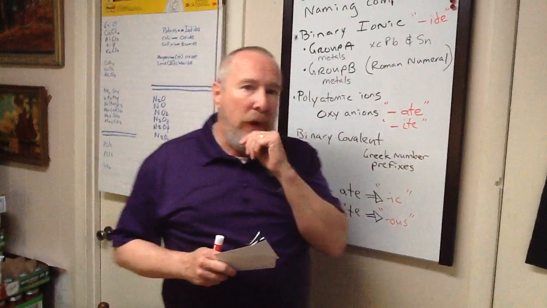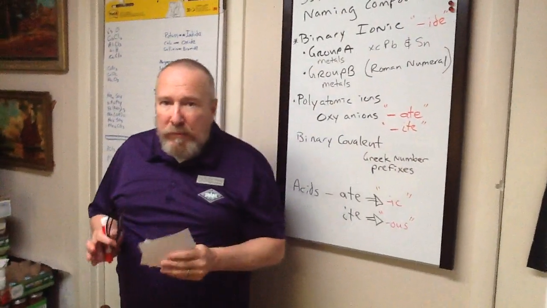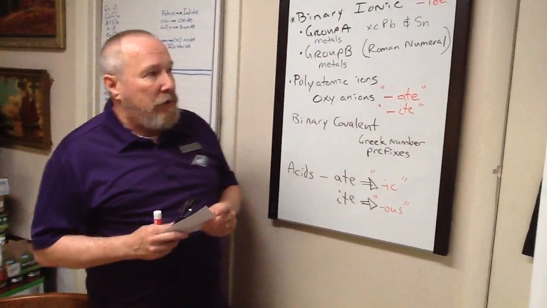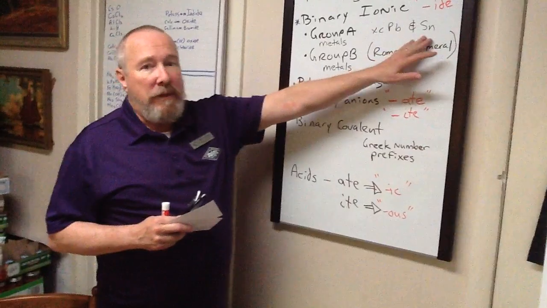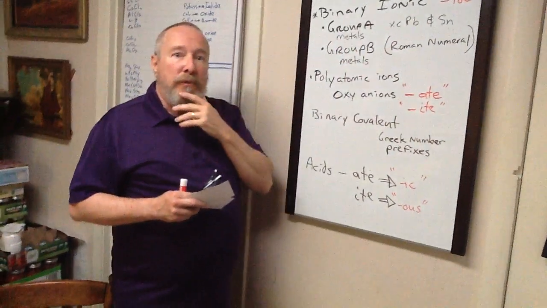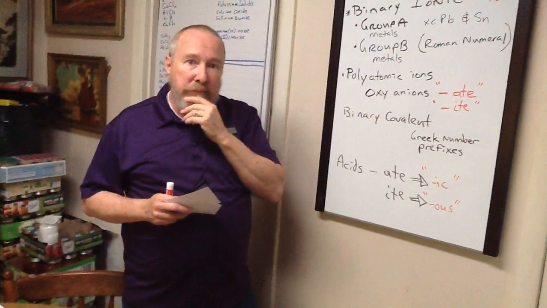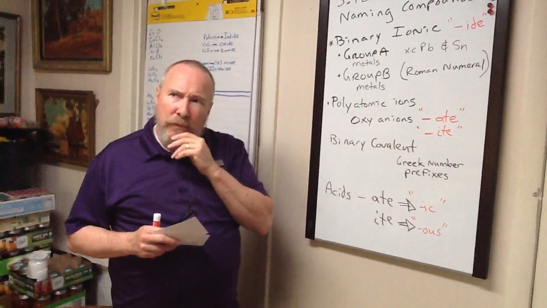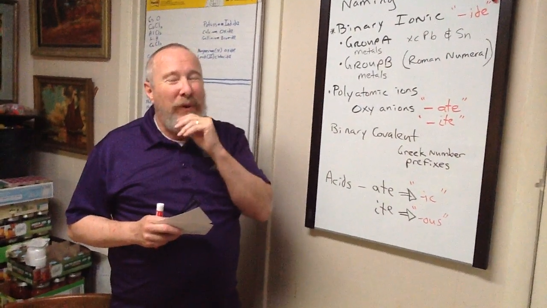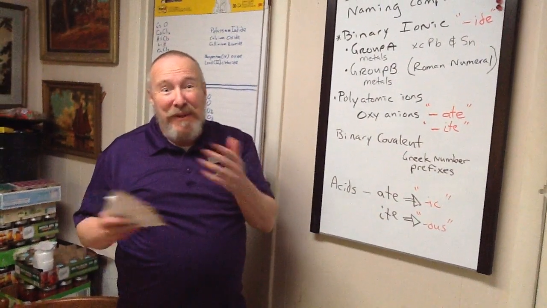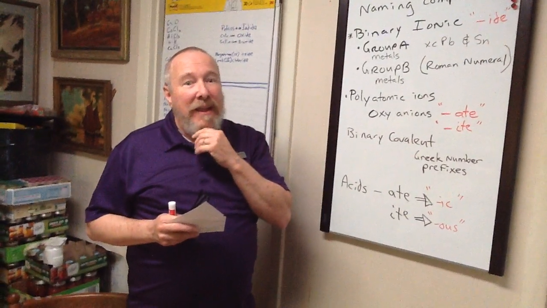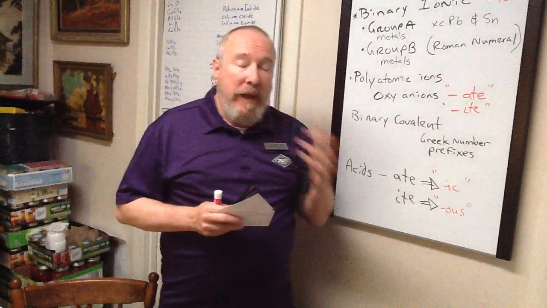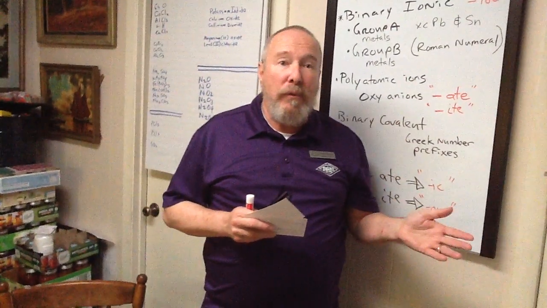But there becomes a problem when we start talking about the group B transition metals. And also 2 other metals in the group A, lead and tin. Those are actually group 4. Again, I don't have my periodic table with me. And they can have multiple valences. Lead, for example, can be +2 or +4.